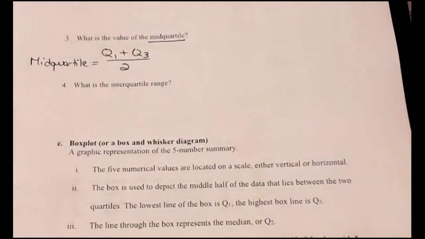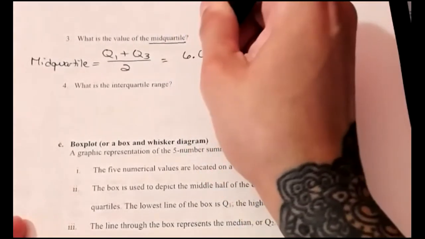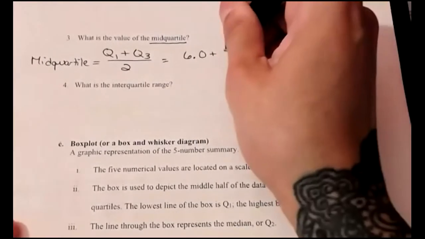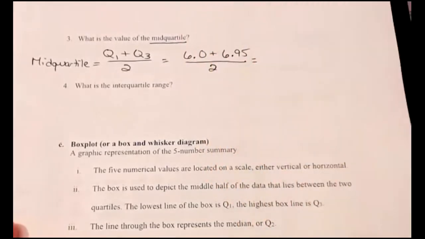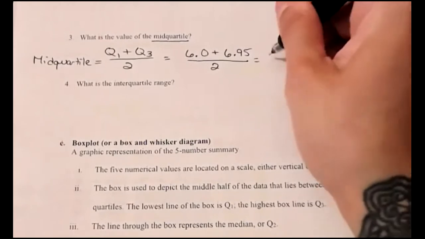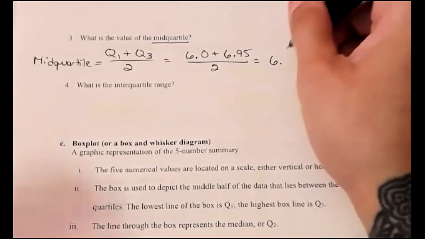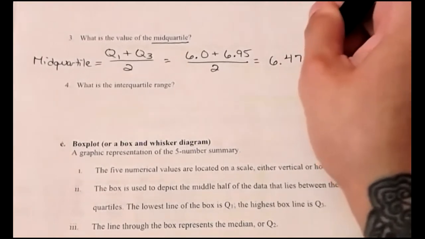That's exactly correct. We know that our Q1 was 6.0. Our Q3, if you flip back, you'll see that that was 6.95. Add those two, divide by 2. What is the value of our mid-quartile? 6.48. Yes, 6.48.